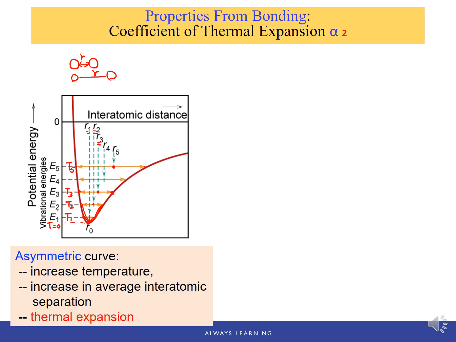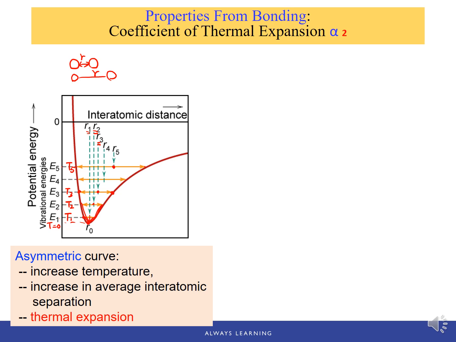So in summary, this is a relatively asymmetric curve. When we increase the temperature, the average interatomic separation will increase from R1 to R5, and that corresponds to thermal expansion, meaning alpha is relatively larger.